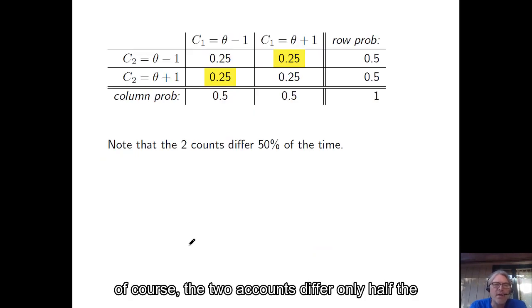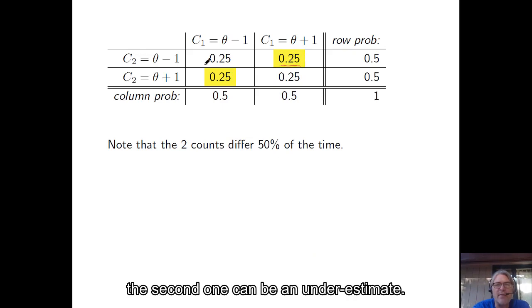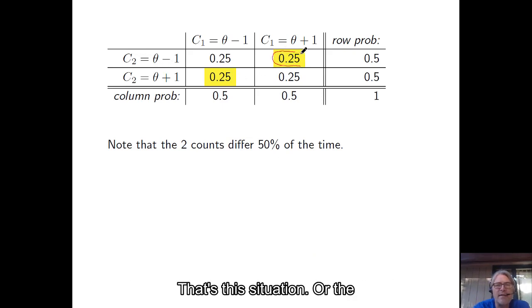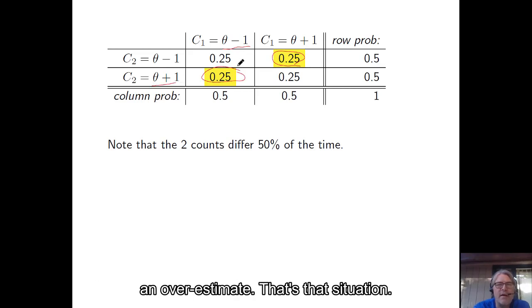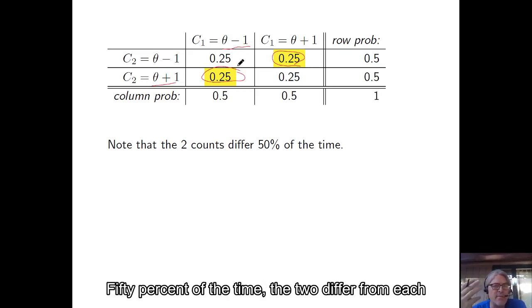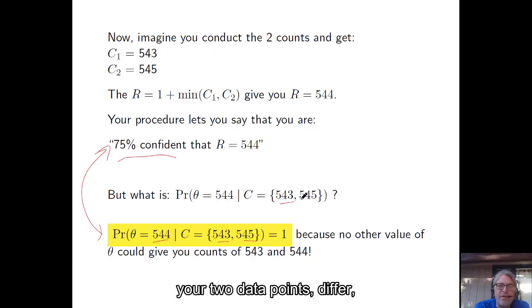Of course, the 2 counts differ only half the time, right? The first one can be an overestimate and the second one can be an underestimate. That's this situation. Or the first one could be an underestimate and the second one can be an overestimate. That's that situation. 50% of the time, the two differ from each other, and you have a situation like this where your 2 data points differ.